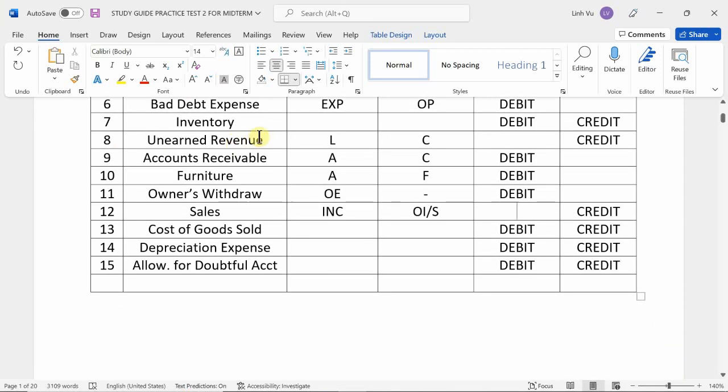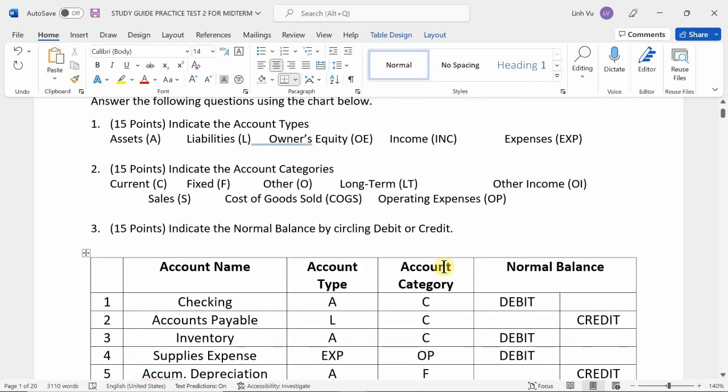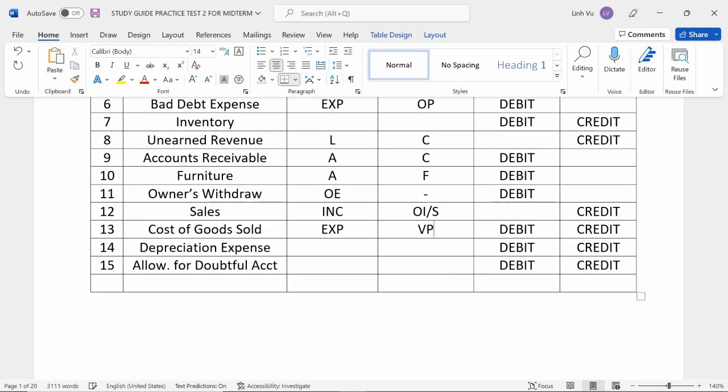Okay, what about cost of goods sold? It's an expense. What's the category? Operating expense. It's not operating expense. This is the cost of goods sold. So what kind of category would cost of goods sold have? Cost of goods sold. Now, what kind of balance would a cost of goods sold have? Am I increasing expenses or decreasing? You're not decreasing, I mean, increase. So how would you increase a cost of goods sold? You would debit the account. Good.